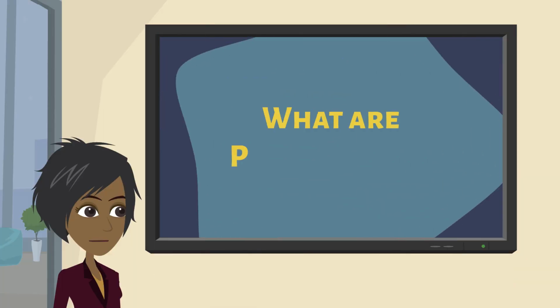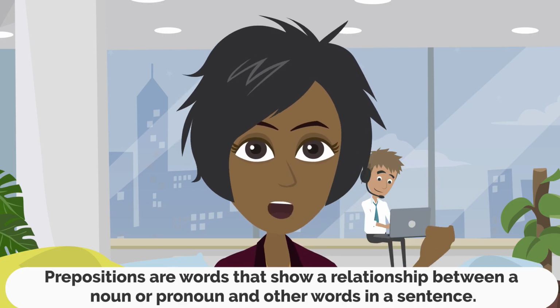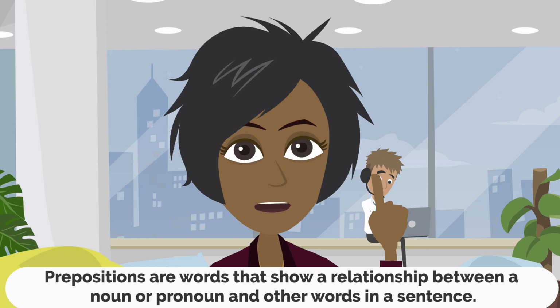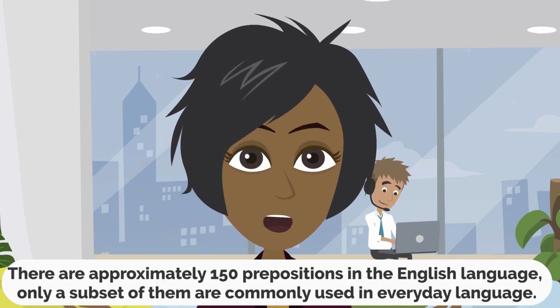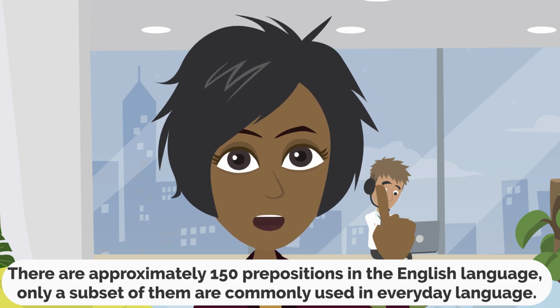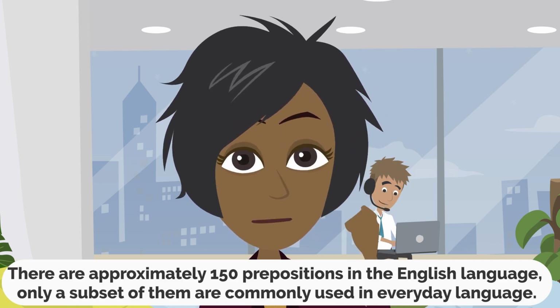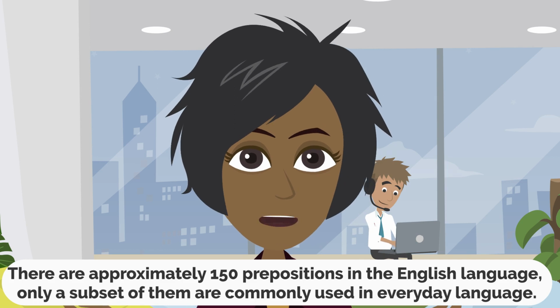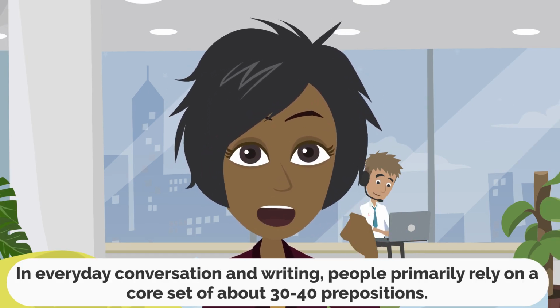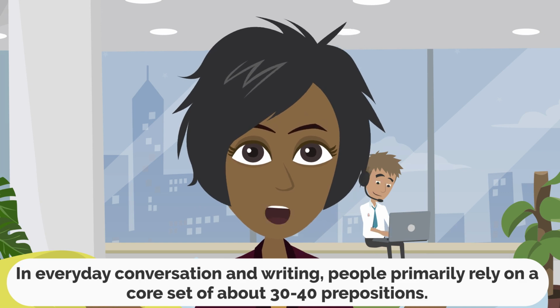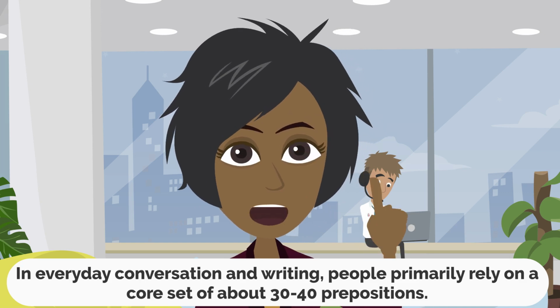What are prepositions? Prepositions are words that show a relationship between a noun or pronoun and other words in a sentence. There are approximately 150 prepositions in the English language. Only a subset of them are commonly used in everyday language. In everyday conversation and writing, people primarily rely on a core set of about 30 to 40 prepositions.